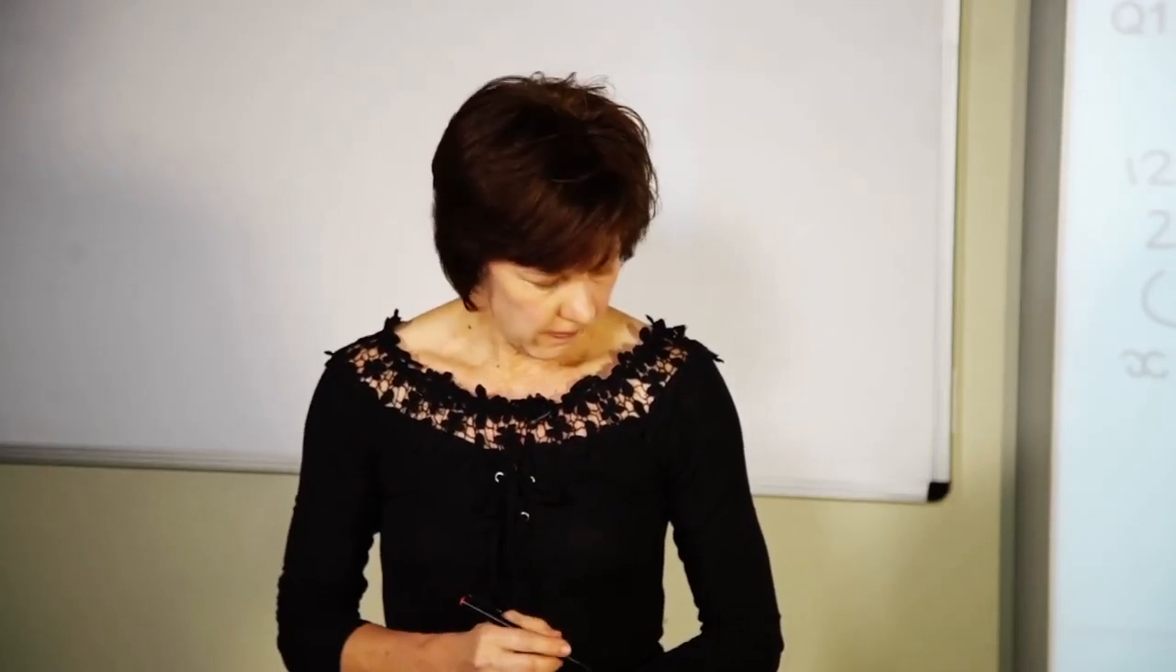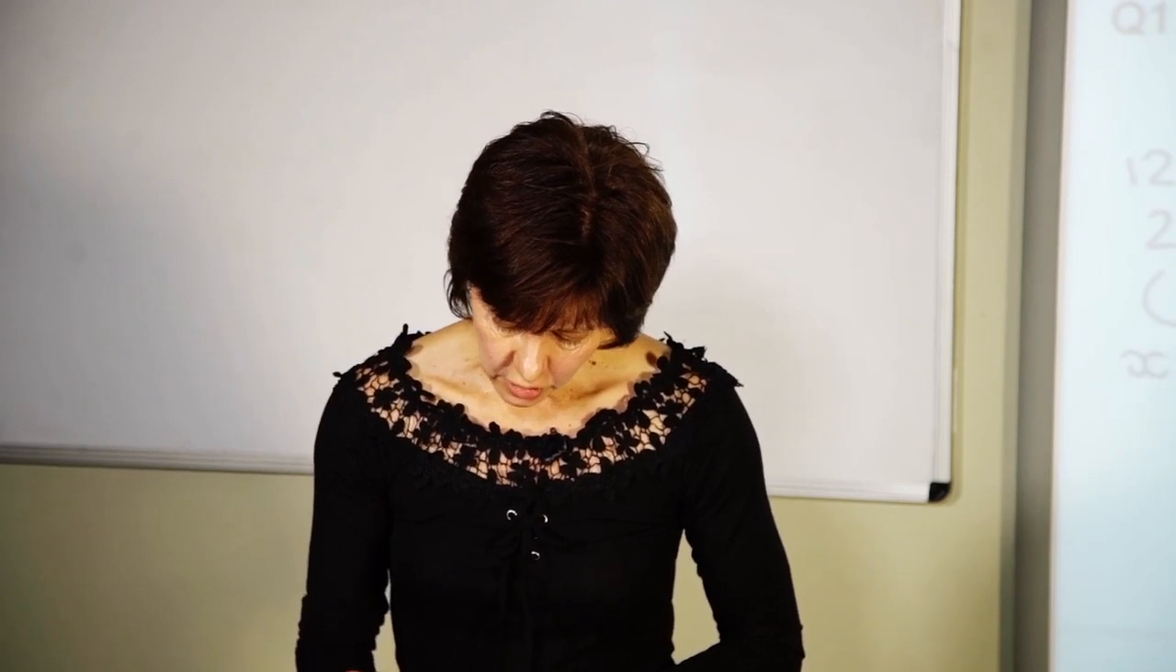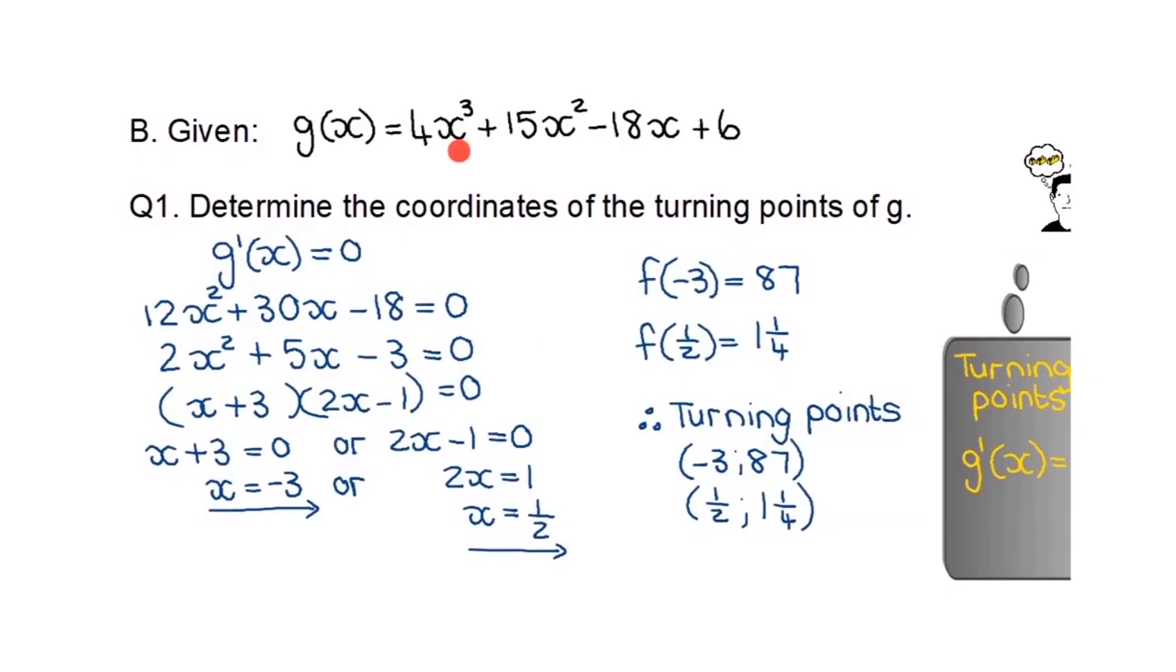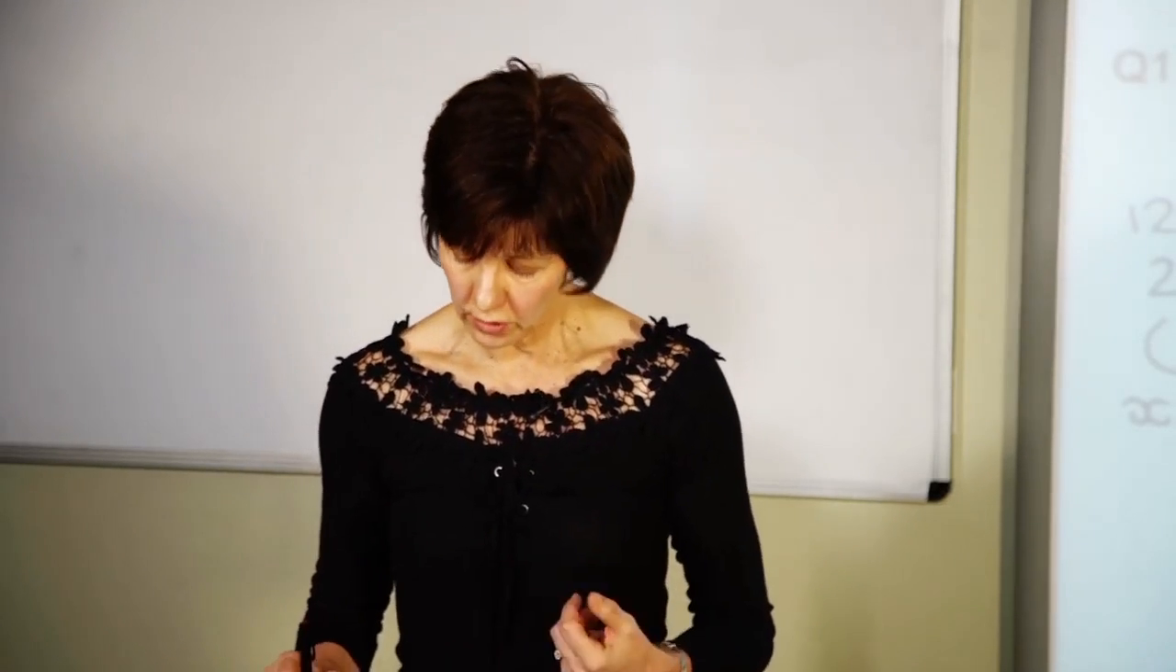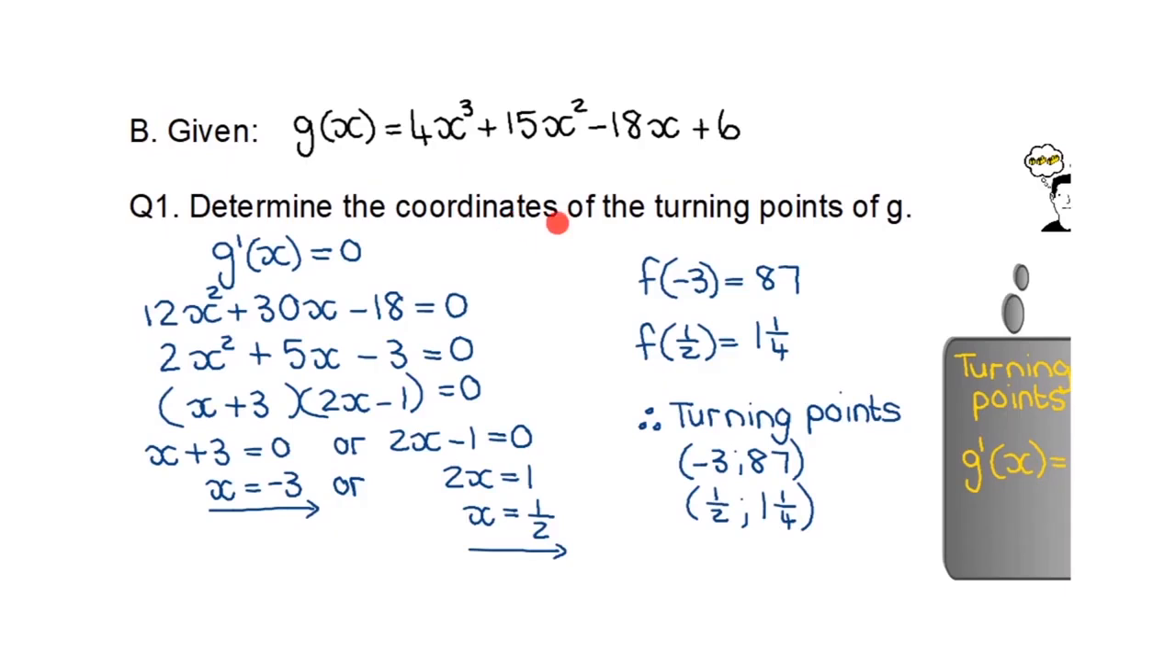Okay, in our next question, it's a new question. Here I'm being given the equation of g(x). g(x) is equal to 4x cubed plus 15x squared minus 18x plus 6. So I've got a new expression, g(x). Now, they ask me to determine the coordinates of the turning points. Since we have already done turning points in a previous question, let's just quickly go over this one and rather focus on the other questions. So, for turning points, what do we know?